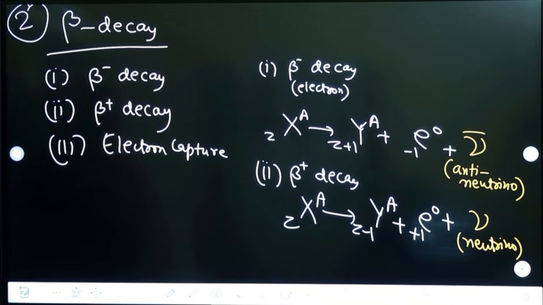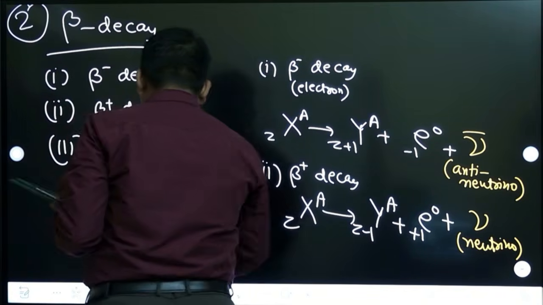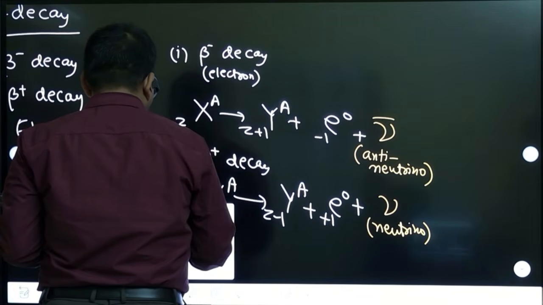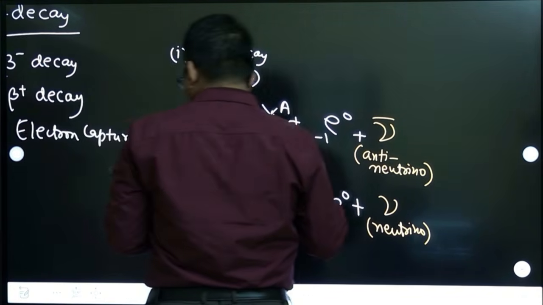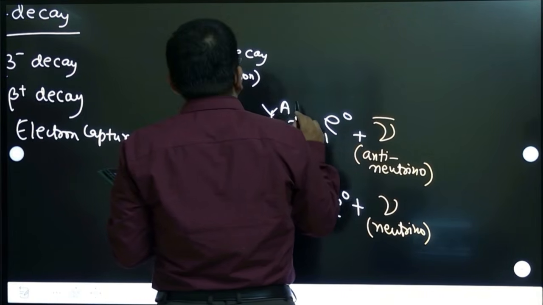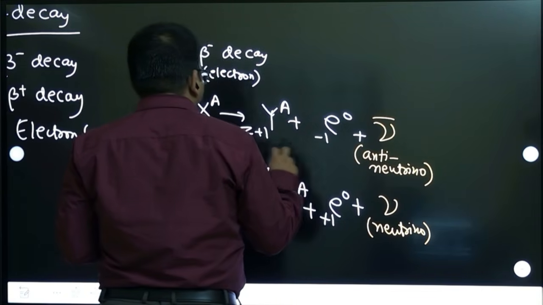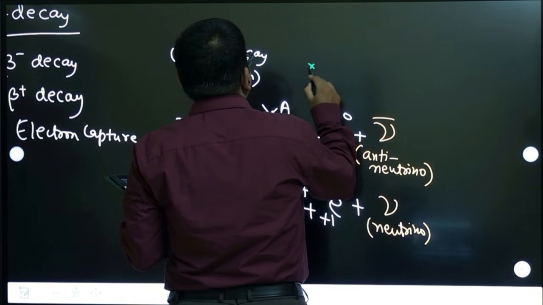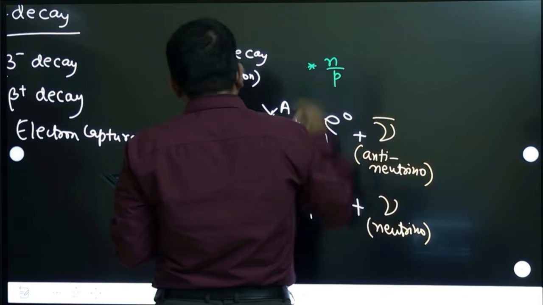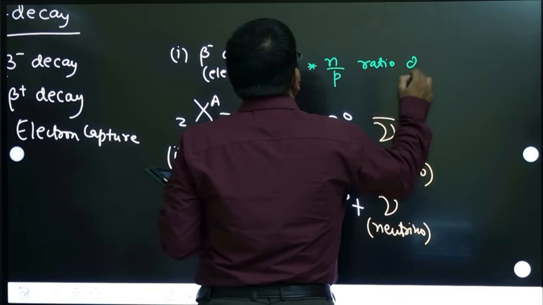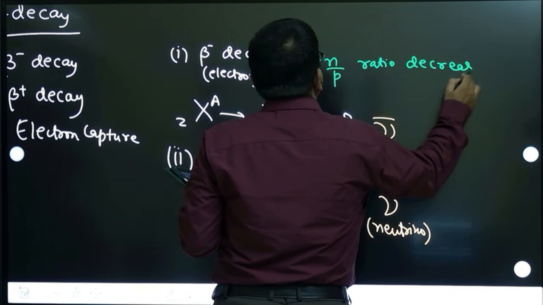But here note an important thing in beta minus and beta plus decay. There is an important point to note. What is that important point? In this kind of reaction, beta minus decay, where an electron comes out, the n by p ratio, neutron to proton ratio, decreases.